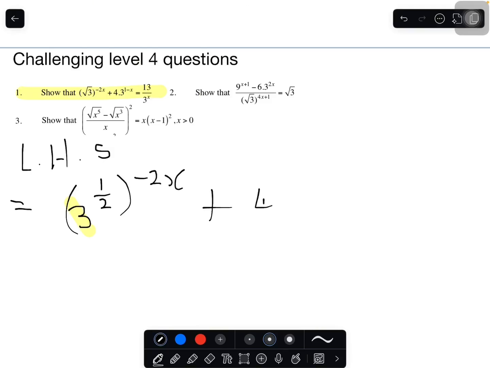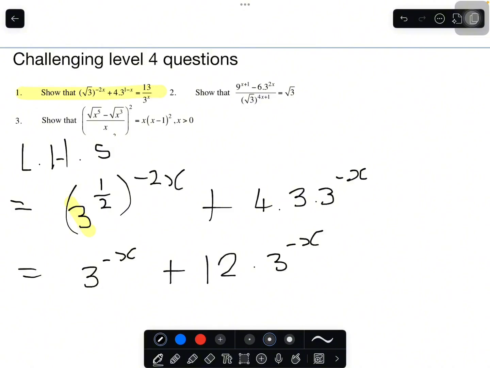So we're going to have 4 times 3 times 3 to the minus x, right? And then this, a power of power, we multiply them. So I'm going to have 3 to the minus x. I had that because I went negative 2x times a half. I'm going to have plus 12 times 3 to the minus x.